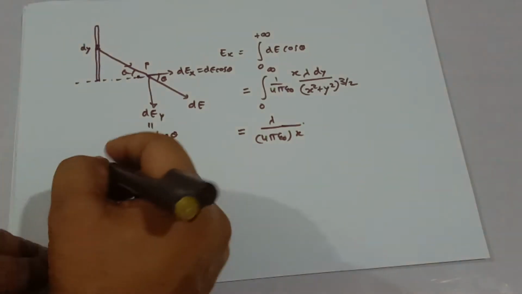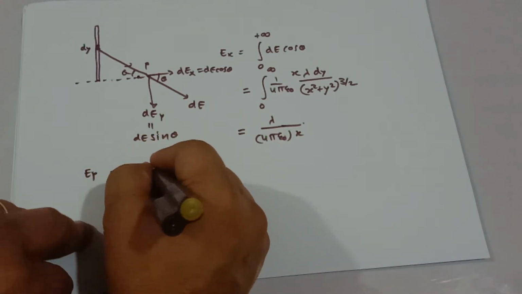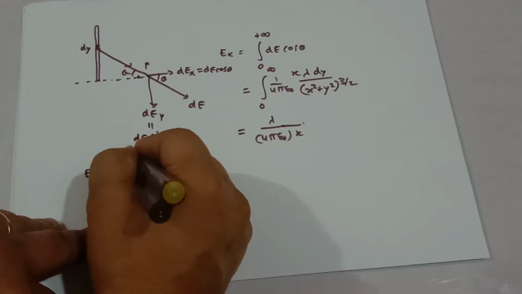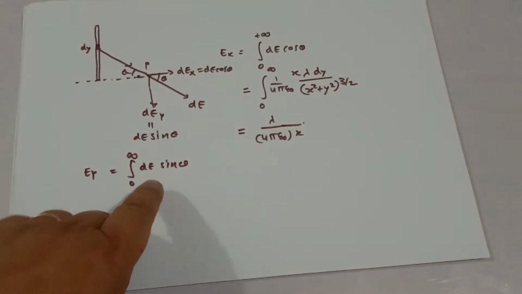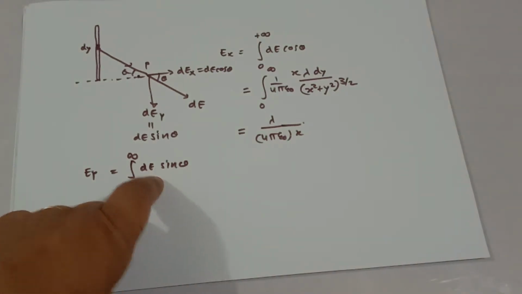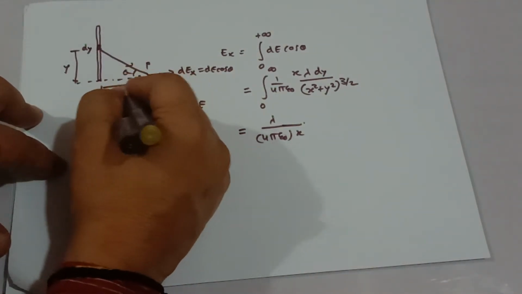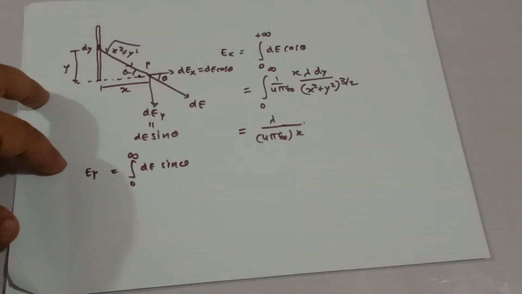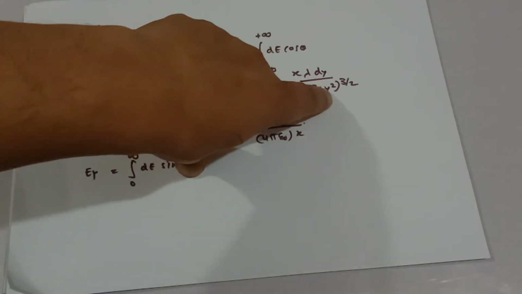So likewise we have to calculate the electric field along the y-axis, and that should be dE into sin theta, right? Again the limit is from 0 to infinity. And then you put, this is perpendicular by base, perpendicular is y and base is x, and that should be the root of x square plus y square. So that would become y divided by (x square plus y square) power 3 by 2.